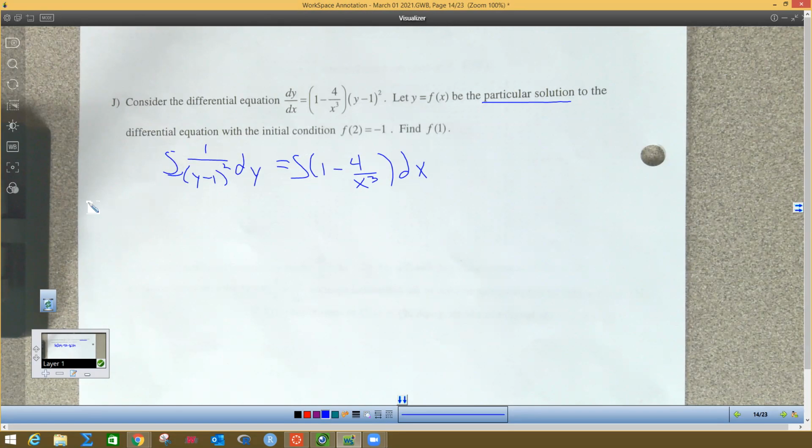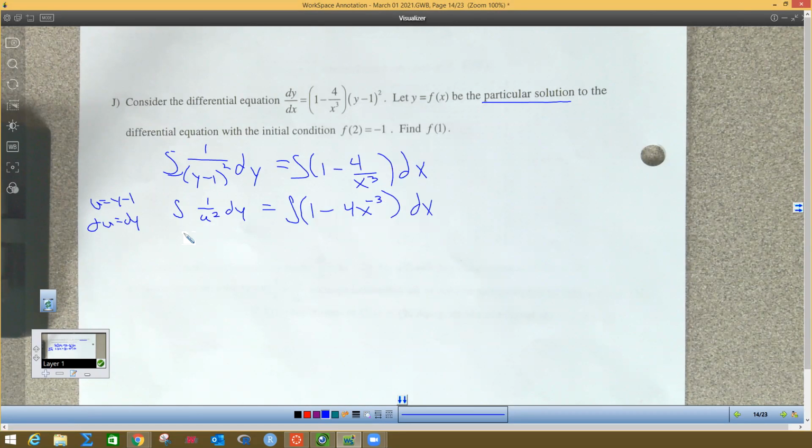When I do that, I'm going to let u equal y minus 1. So du is going to equal dy. So this is going to be the integral of 1 over u squared du. And over here, I need to bring that x cubed up to the top in order to do the power rule. So when I bring that x cubed up with the fourth, that becomes a negative exponent, dx.